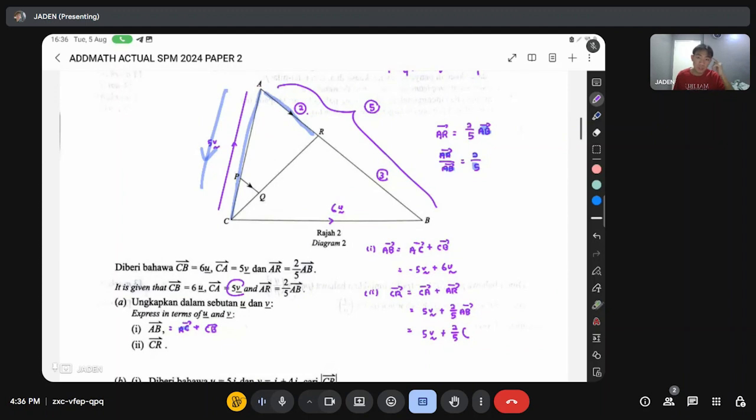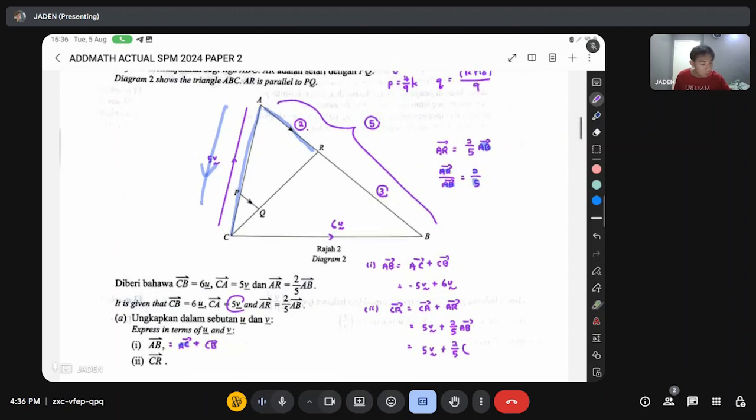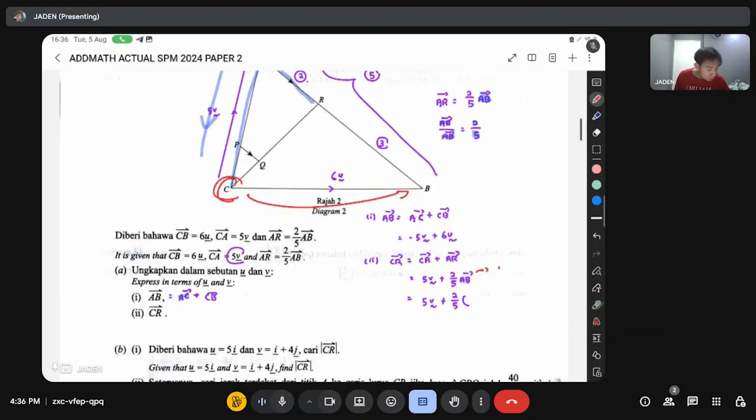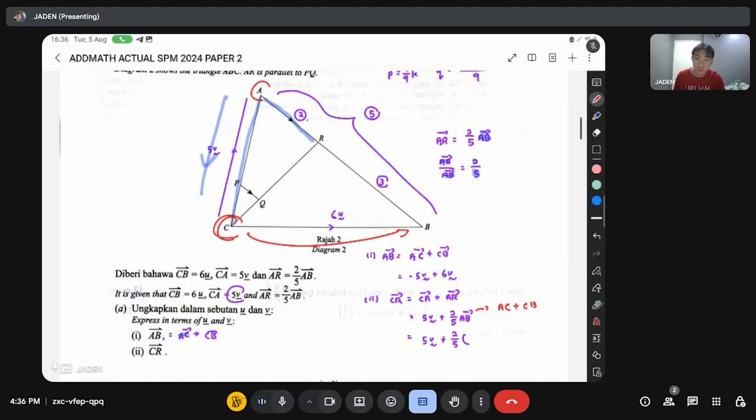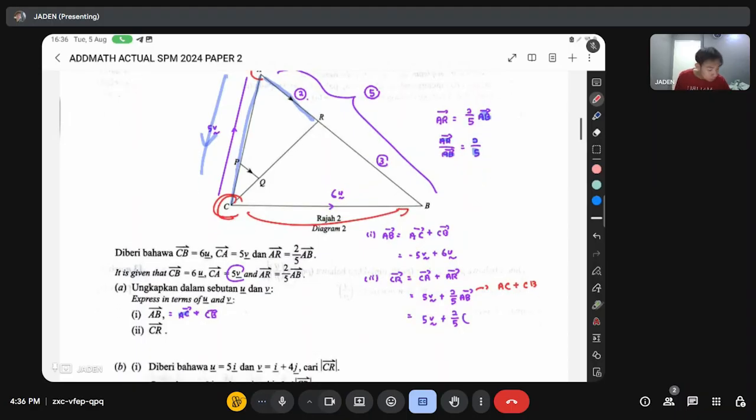You have to think of a way. To get my AB, I have to go from A to C and then C to B. So this is actually A to C plus C to B. So ask yourself, what is AC? AC is moving opposite direction for the 5V, so this is negative 5V. And then from C to B is positive 6U. So that is how you want to do it.